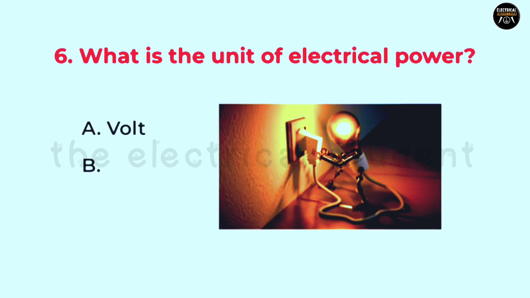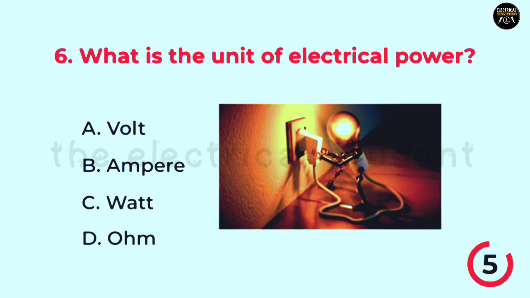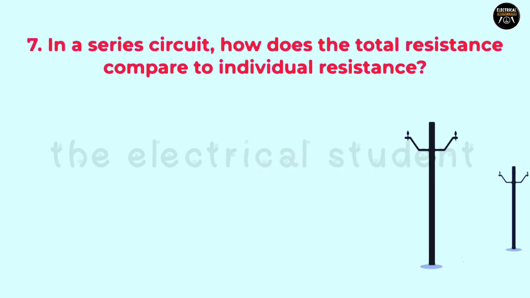What is the unit of electrical power? A. Volt. B. Ampere. C. Watt. D. Ohm. The correct answer is option C. Watt.